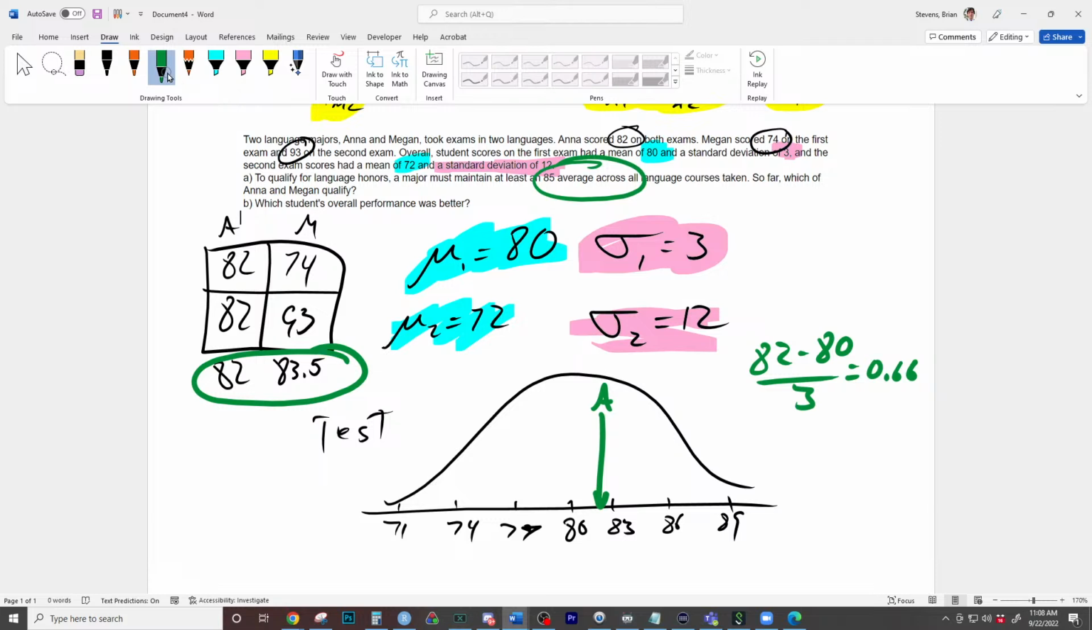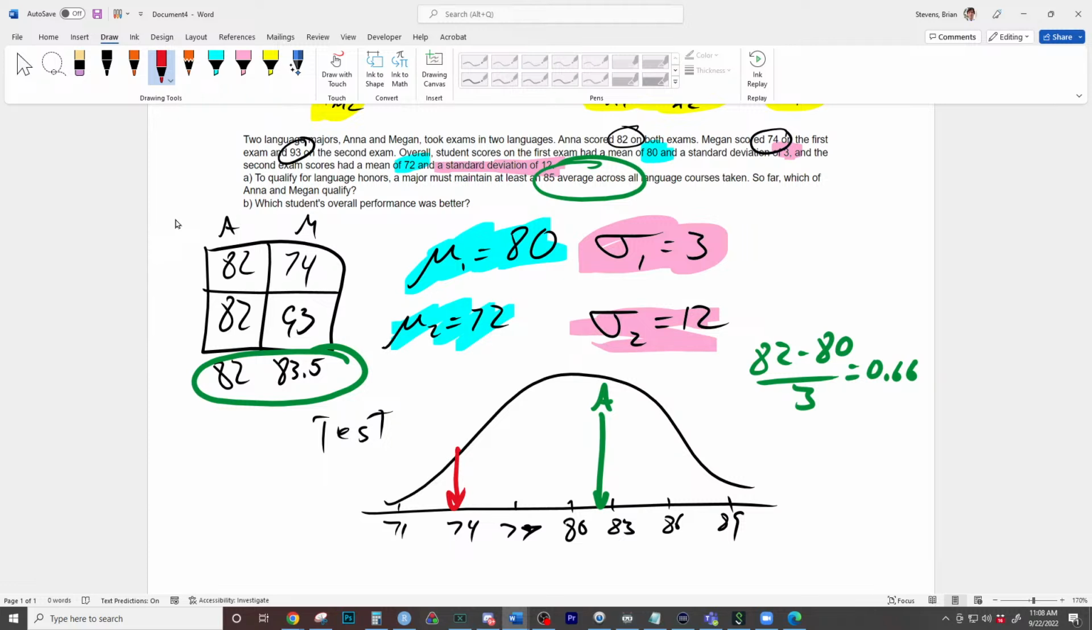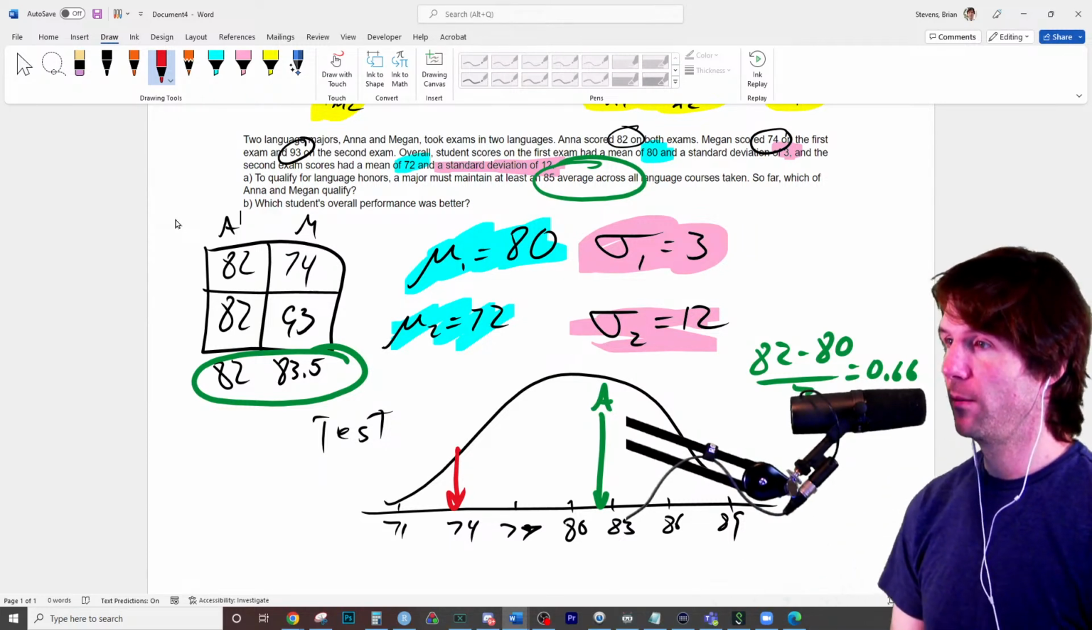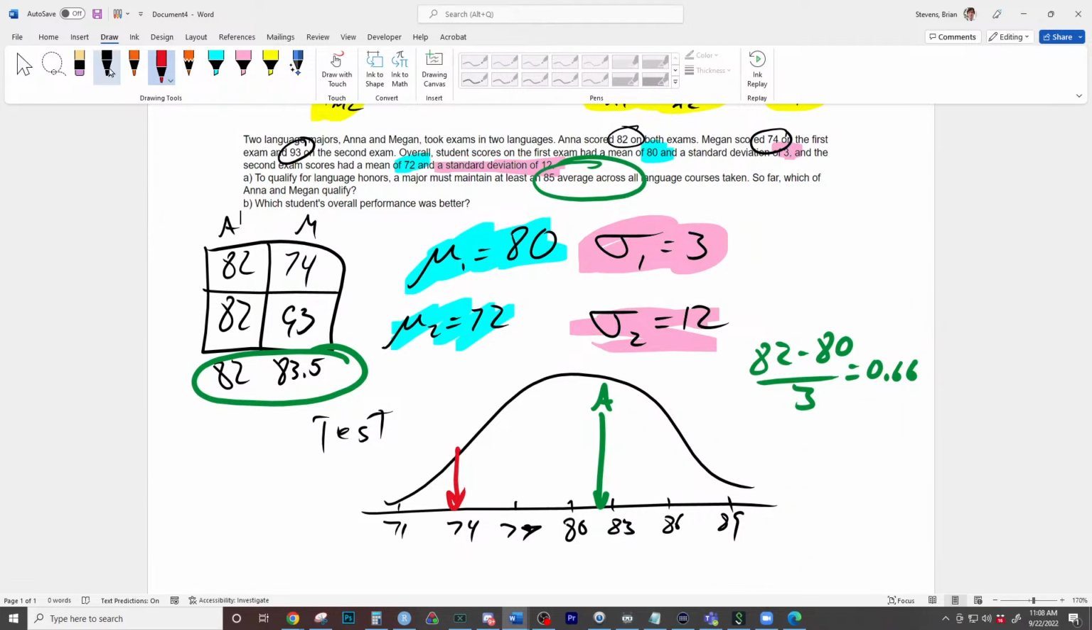But for Megan, she scored a 74, which is below average, and that's an easy one. For 1,000 points, who can tell me Megan's z-score for exam 1? Just look at it visually. We can also solve it mathematically by doing her observed value minus the mean over the standard deviation. But what is her z-score?